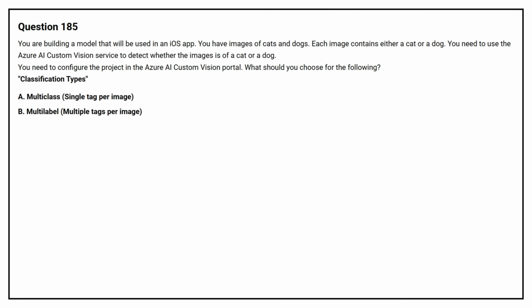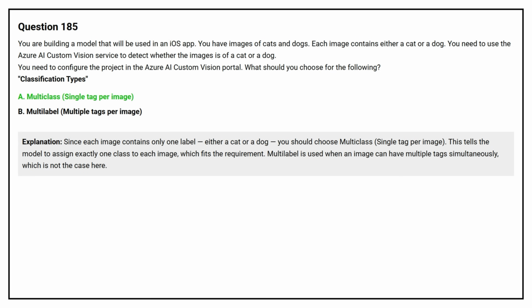Classification types. Option A, multi-class, single tag per image. Option B, multi-label, multiple tags per image. The correct answer is option A, multi-class, single tag per image.